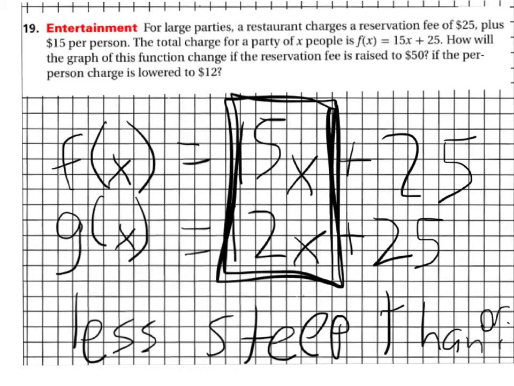Now I'm going to explain what would happen if the per person charge is lowered to $12. So here I've written both of the functions, new and old, and I have boxed around the slope. This is because there's a change in the slope, which results in a rotation. This rotation is around the point 0, 25 to become less steep than the original.